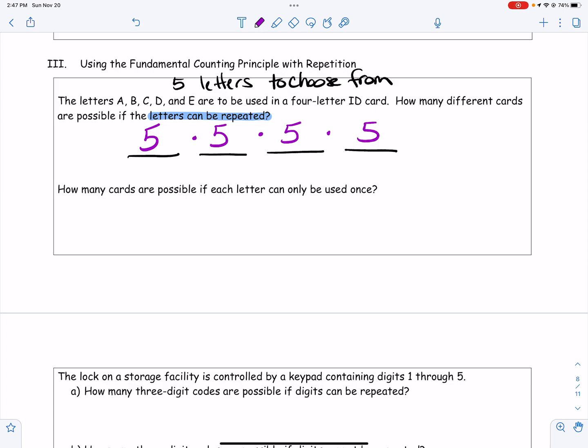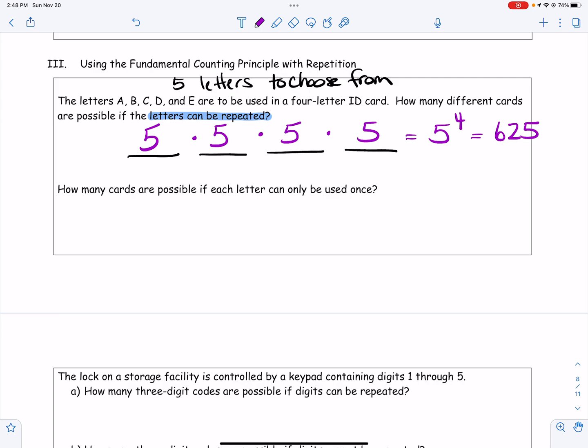So I could have all A's, I could have 3 A's and a B, I could have 3 A's and a C, I could have 3 A's and a D, etc. So obviously we don't want to list those all out, but I have basically 5 to the 4th power, or 625 different ways that I can make a 4-letter ID card.